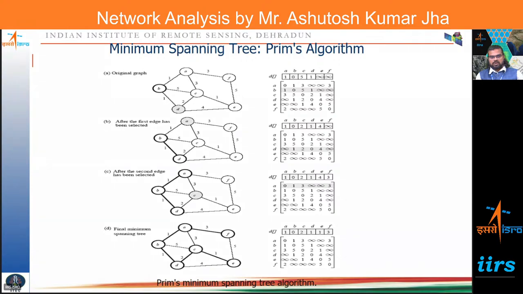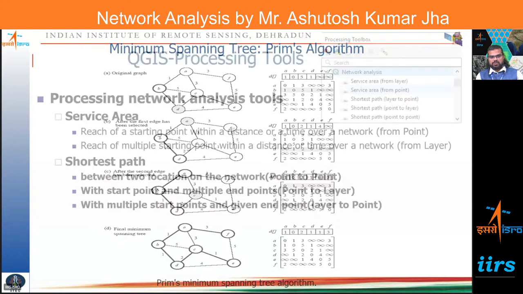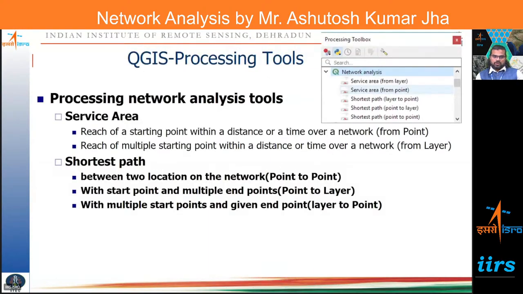So it takes one node, looks for another node nearest to it, and then it carries out the operations, and finally you get a result presenting the traversal of operations. So these kinds of processing we can do in QGIS.